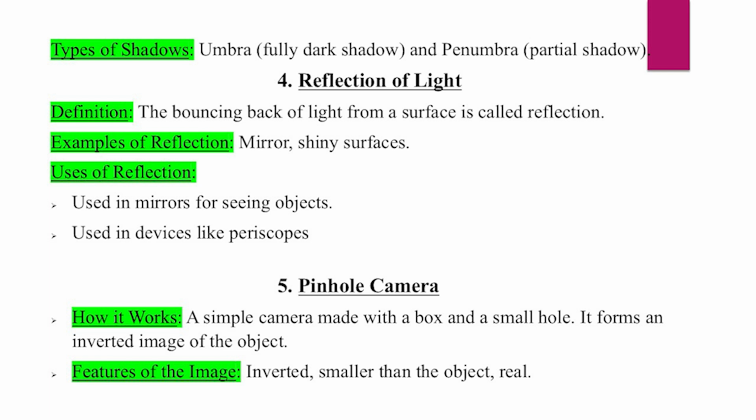5. Pinhole camera. How it works: a simple camera made with a box and a small hole. It forms an inverted image of the object. Features of the image: inverted, smaller than the object, real.